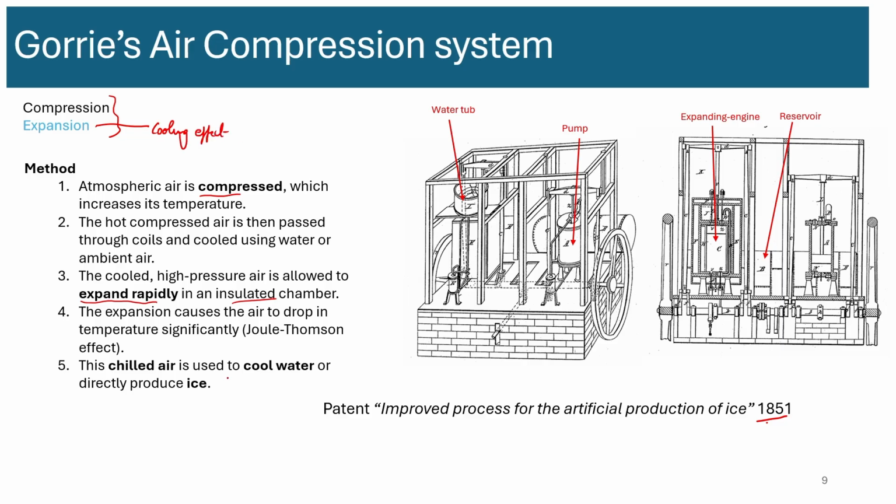Okay. So in this case, there's only one cooling effect. There is no evaporation. Okay. And then this cooling effect creates chilled air, which is used to cool water to produce ice. You can see the name of the patent is also describing a device to produce ice. All right. And this is the place where the water is kept and it's exchanging heat with the air below to create the ice.